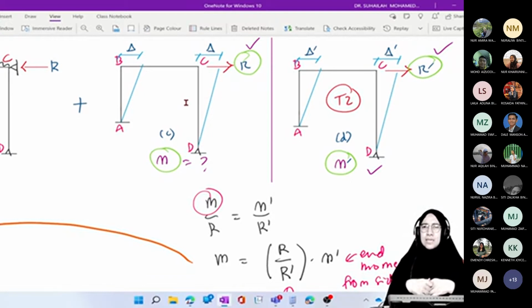Ada assumption, ada artificial support, ada principle of superposition. Yang ni you memang kena adapt. This is the basic frame with Sidesway. Tadi kan saya tunjukkan dia ada juga coverage yang incline column. Satu column incline, dua column incline. Yang ni baru yang basic.